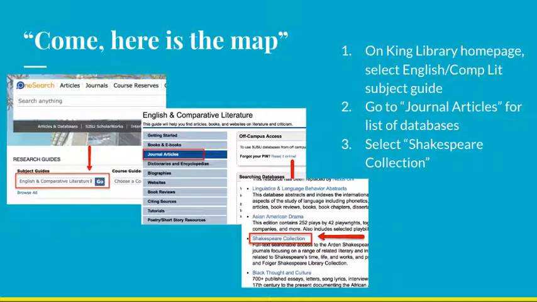To access the Shakespeare Collection database, head to the King Library homepage. From there, under Research Guides, select the Subject Guide for English and Comparative Literature. From the Subject Guides page, locate the menu on the left and select Journal Articles. This will navigate you to a full listing of the databases available that are related to English language and literature. It's a long and comprehensive list. You have a lot of resources available for you for other projects too.